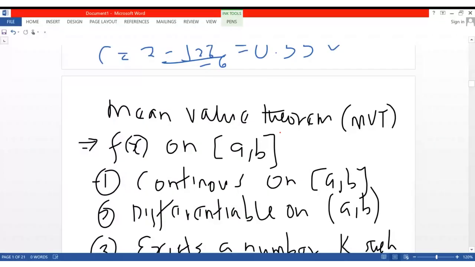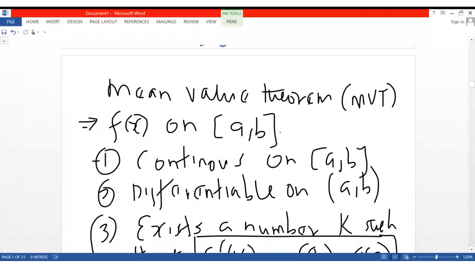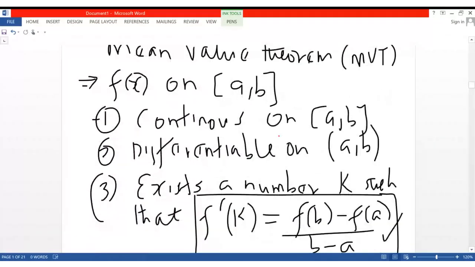You'll be able to find them in the notes. Given a function f of x on a particular interval [a, b], first of all, it has to be continuous, and then it has to be differentiable on the open interval. So the first bracket means it is what? This one means it is closed.